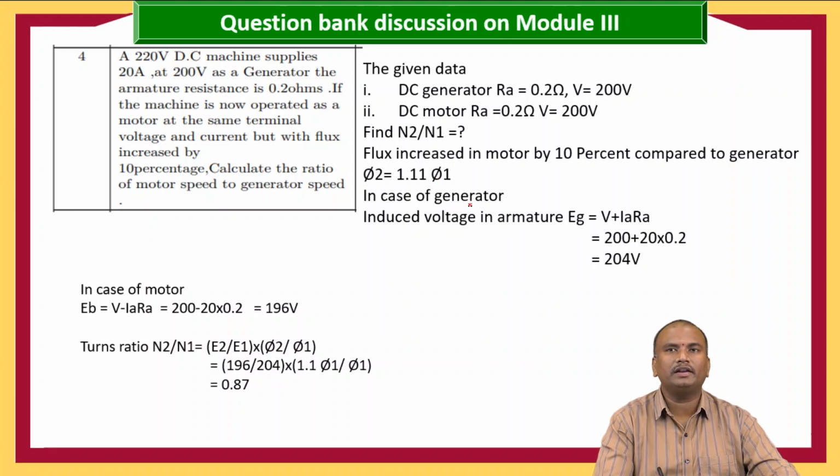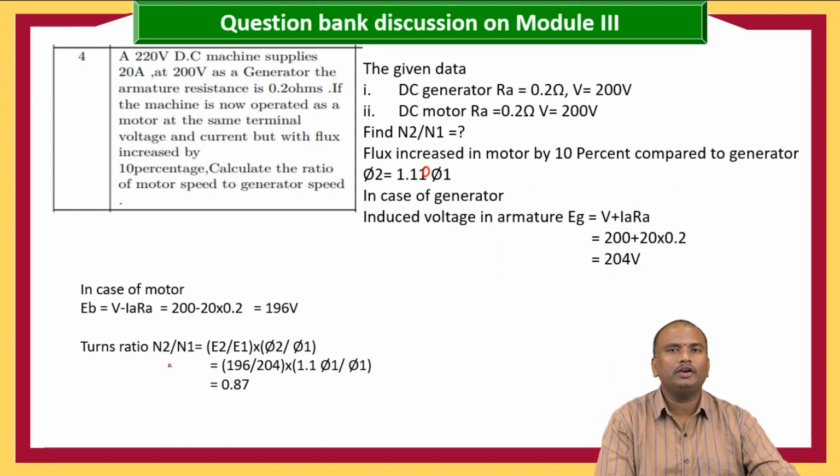In case of generator, induced voltage in armature Eg is equal to V plus Ia Ra, which is equal to 200 plus 20 into 0.2, which is equal to 204 volts. And in case of motor, Eb, the back EMF, is equal to V minus Ia Ra, that is 200 minus 20 into 0.2, which is equal to 196 volts.